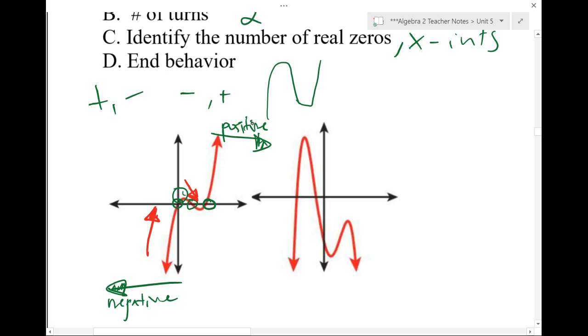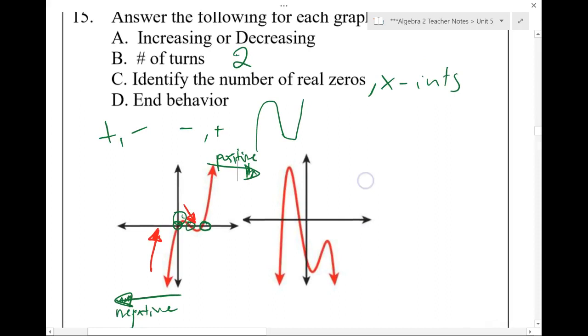Okay, now the next one. First, increase and decrease. Well, it increases here, decreases there, increases again here, and then decreases again here. So we've got 2 increases and 2 decreases. It makes a turn here, makes a turn down here. So the first one, let me just say it's going from a positive to a negative slope. This one's going from a negative to a positive slope. And then there's one more turn here going from a positive to a negative slope.